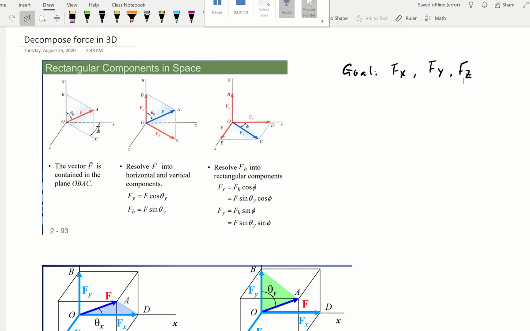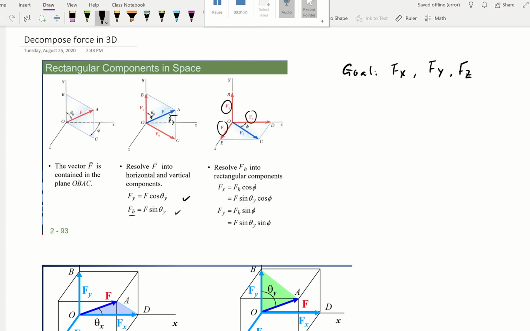Okay, then we understand Fy will be F times cosine theta y because it's adjacent to this angle. And also we're going to get a projection FH here. That's going to be, since this is theta y, F times sine theta y. However, the story is not over, right? Because we got Fy now. However, we need to get Fx and Fz.